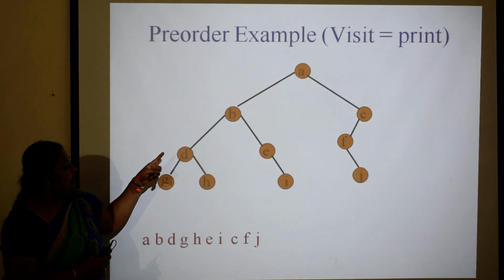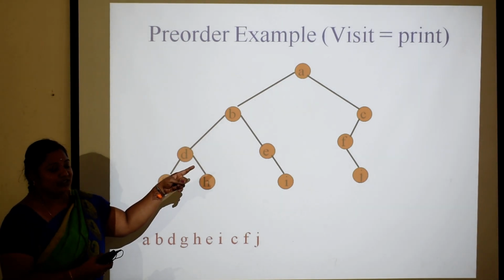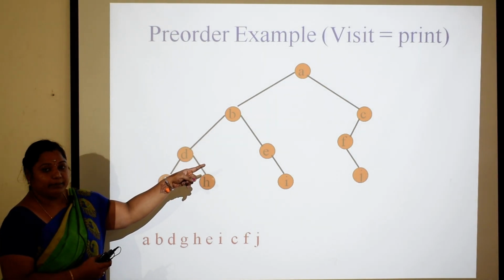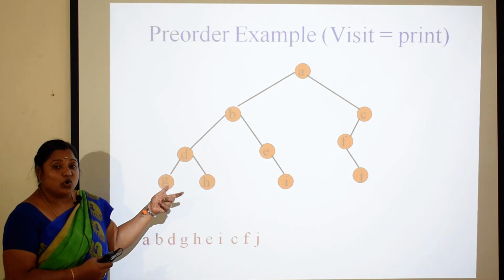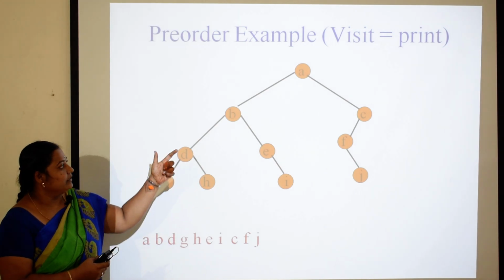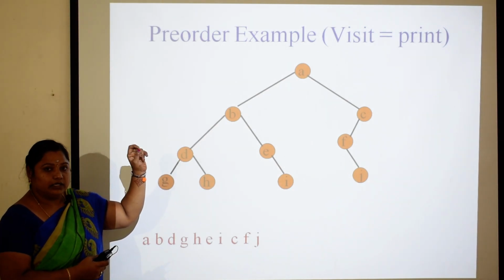So from B, D is already printed, so it focuses on the right child. Then E will be printed. Then it focuses on the left child. There is no left child, so it prints the right child. Then it goes to the upper level, that is the root node.